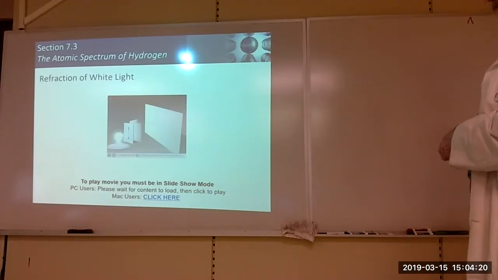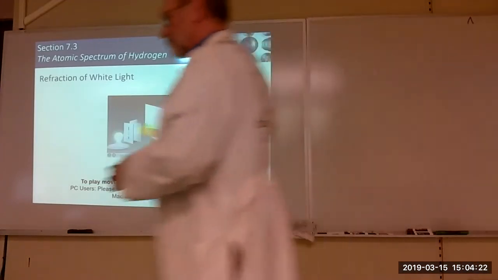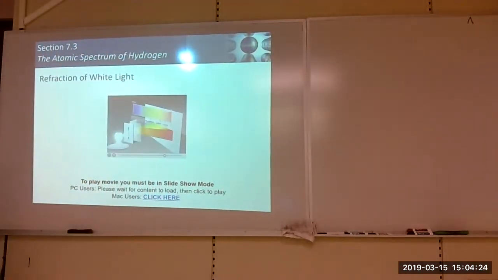White light that is passed through a prism separates into a rainbow or continuous spectrum consisting of colors from violet through red.